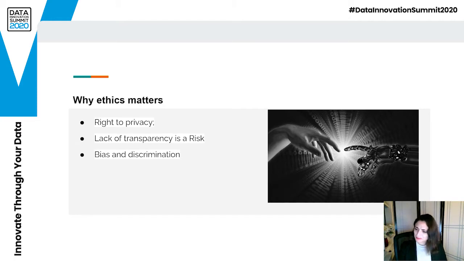Why does ethics matter? Number one, because it poses a threat to our citizens' right to privacy. Number two, it also is a risk because of the lack of transparency that it poses through the data. And number three, it also introduces bias and discrimination in our data and also algorithms that are going to be defined using the data.